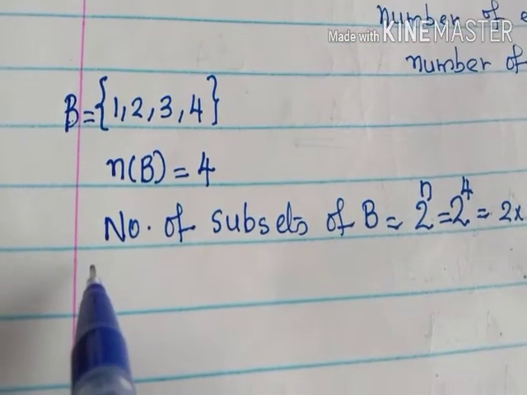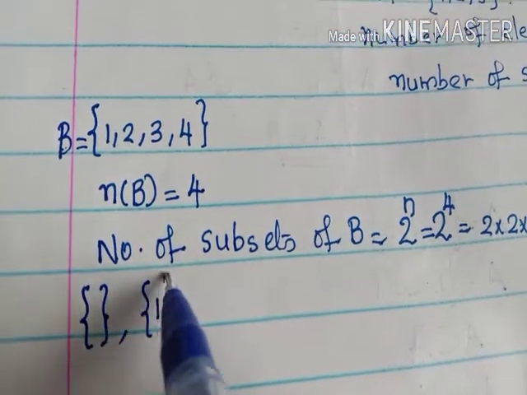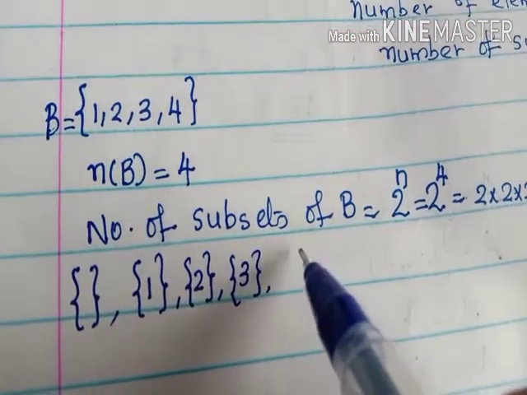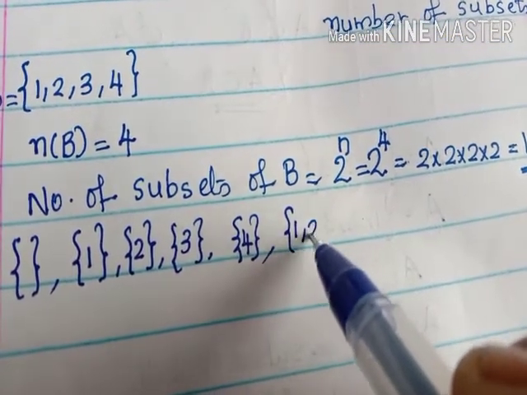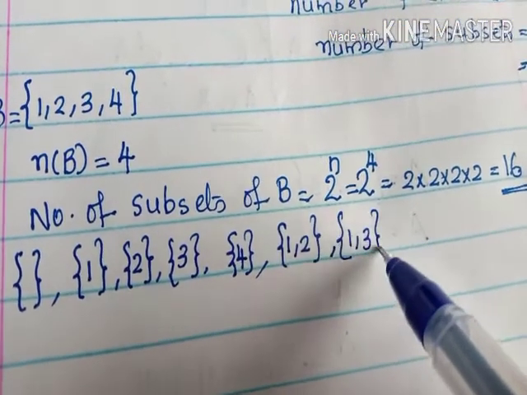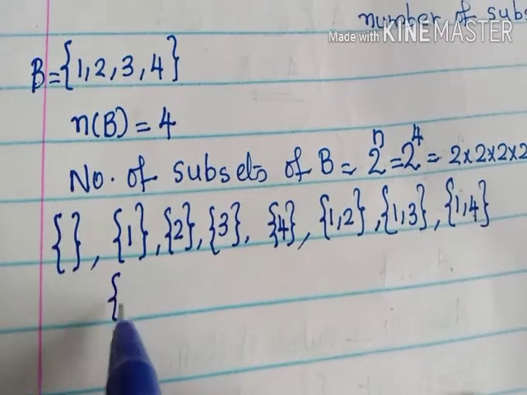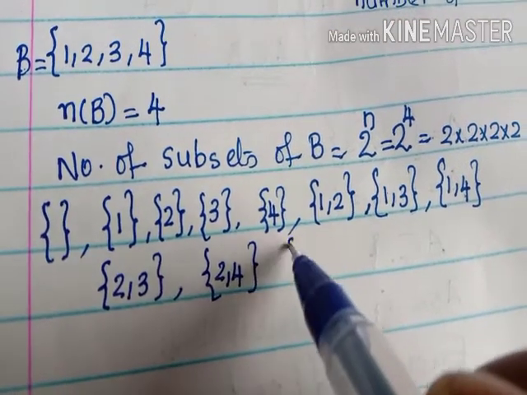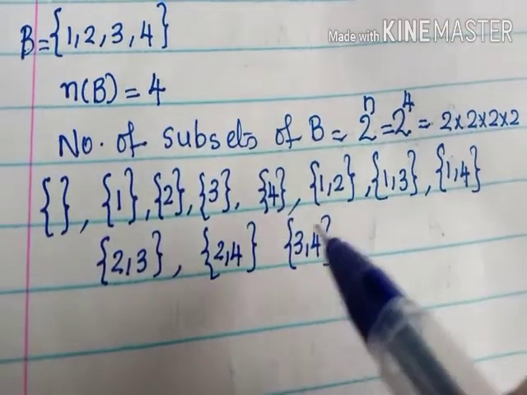Let's see what the subsets are. We can start from the null set, or empty set. Then the singleton sets: {1}, {2}, {3}, {4}. Now write the sets with 2 elements. {1, 2}, so {1, 2} is the same as {2, 1}. Then {1, 3}, the same as {3, 1}. Now {1, 4}. The next subset is {2, 3}. Now {2, 4} and {3, 4}. So we completed the sets with 2 elements.